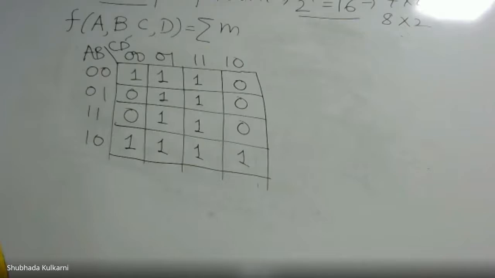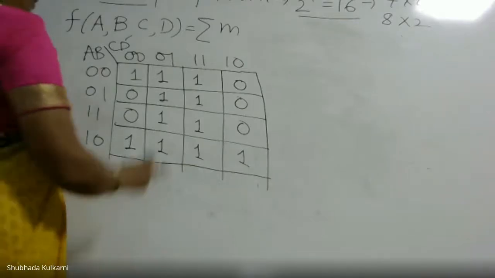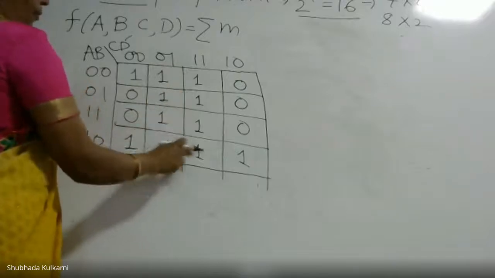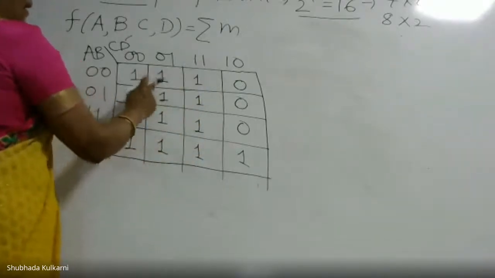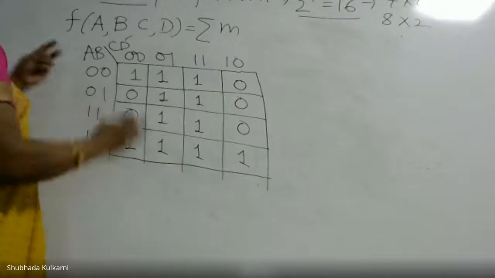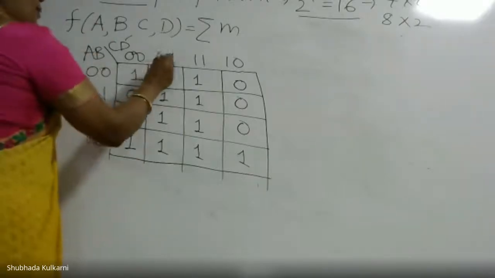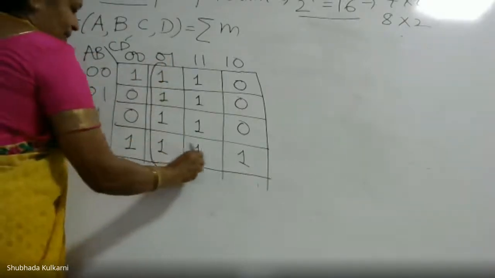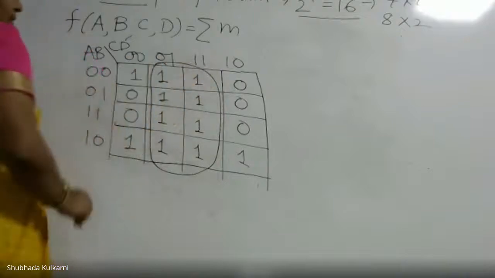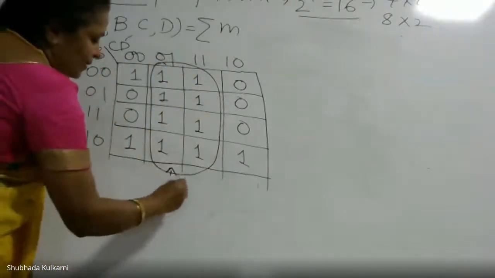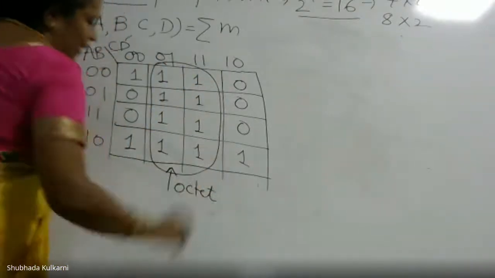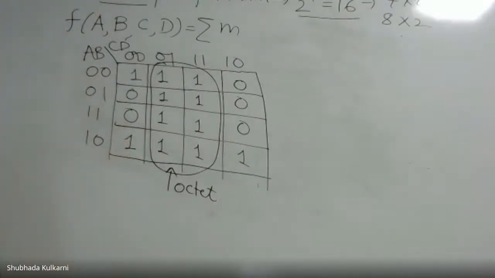Now here we can see whether we have 8 ones adjacent to each other. 1, 2, 3, 4, 5, 6, 7, 8. Means the second and third columns have 4 ones adjacent to each other. So at a glance, we can feel that there is a larger group called an octet. This is an octet, a group of 8 ones.